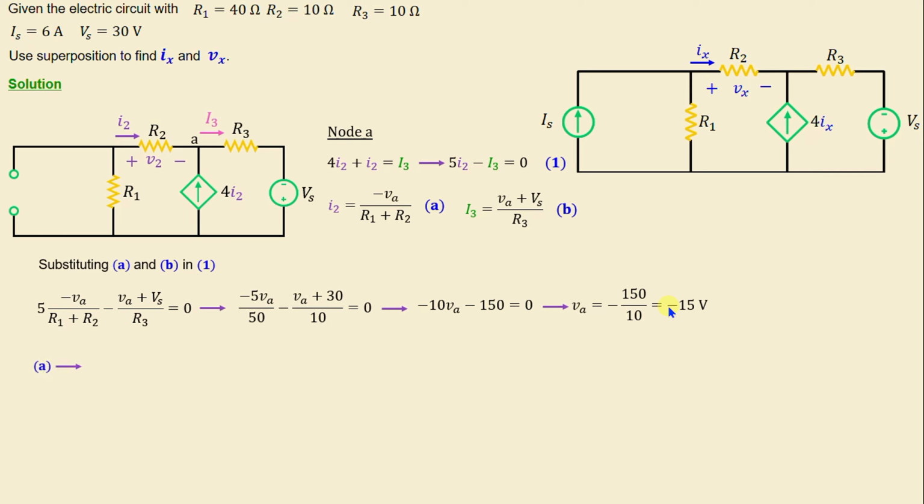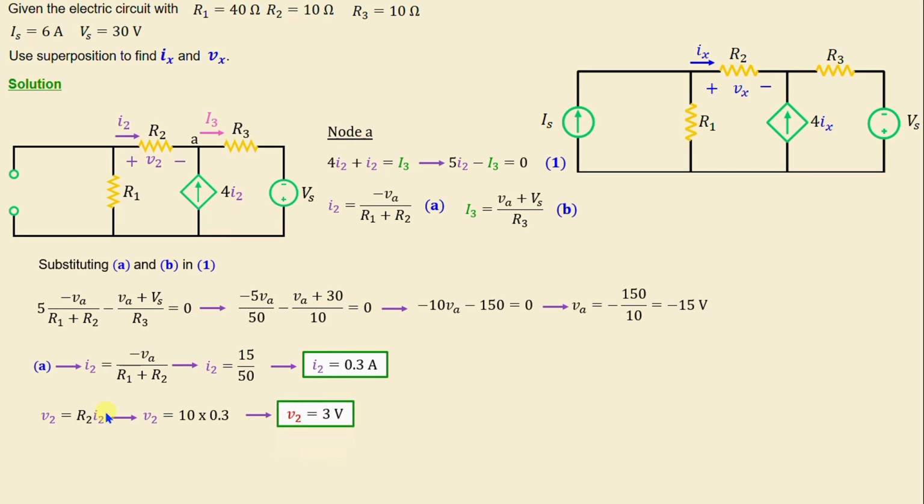And from equation A, we have I2 is equal to negative VA over R1 plus R2. And if we replace VA, R1 and R2 with their numerical values, we obtain I2 is equal to 0.3 amps. And now, according to Ohm's law, the voltage V2 across the resistor R2 is equal to R2 times I2. And if we replace R2 and I2 with their numerical values, we obtain V2 is equal to 3 volt.